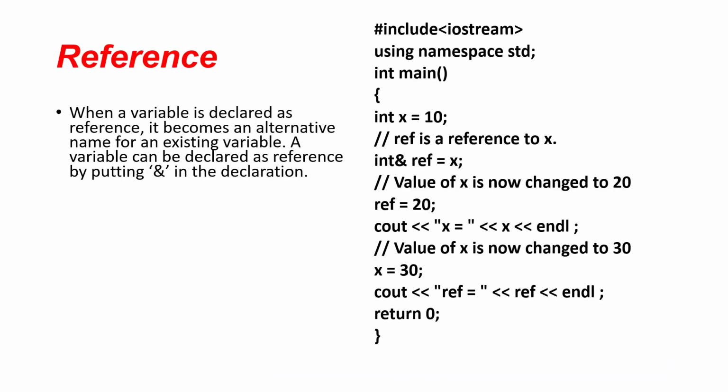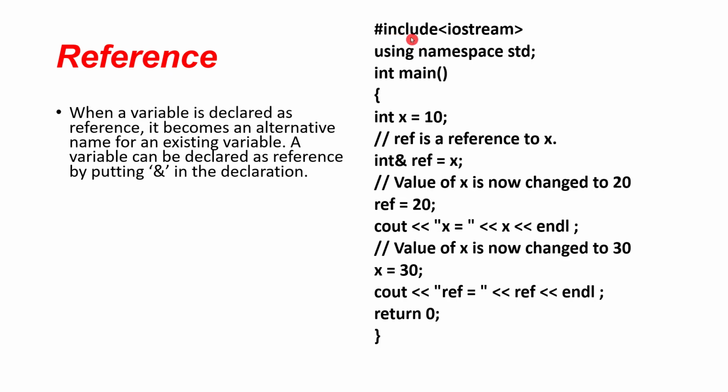This is a reference. So we will see this problem to make it clear. When a variable is declared as reference, it becomes an alternative name of an existing variable. A variable can be declared as reference by putting the and sign in the declaration. So this is very important for putting the reference. We will see this problem as we have familiarized with the C++ program now.